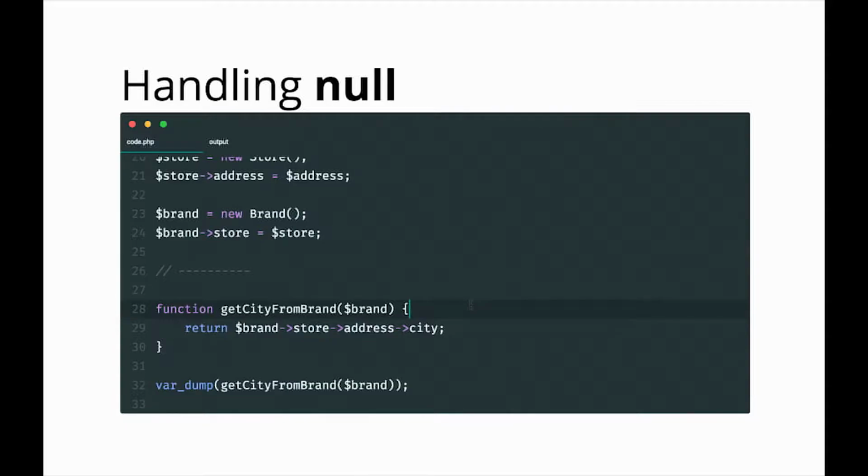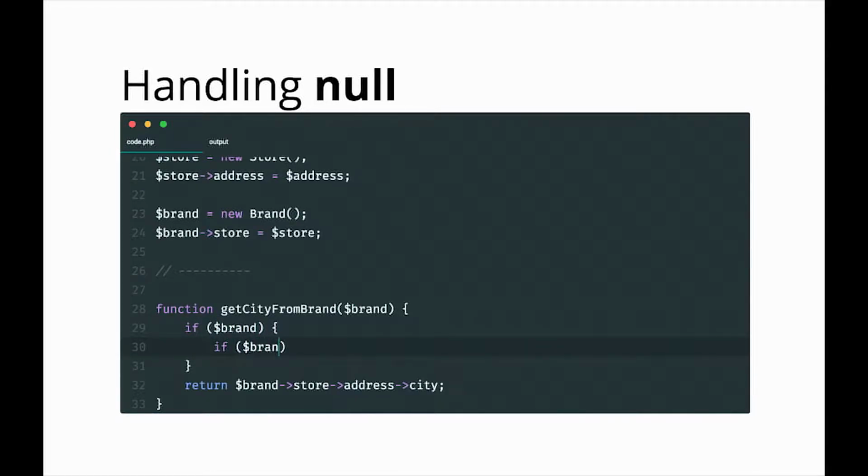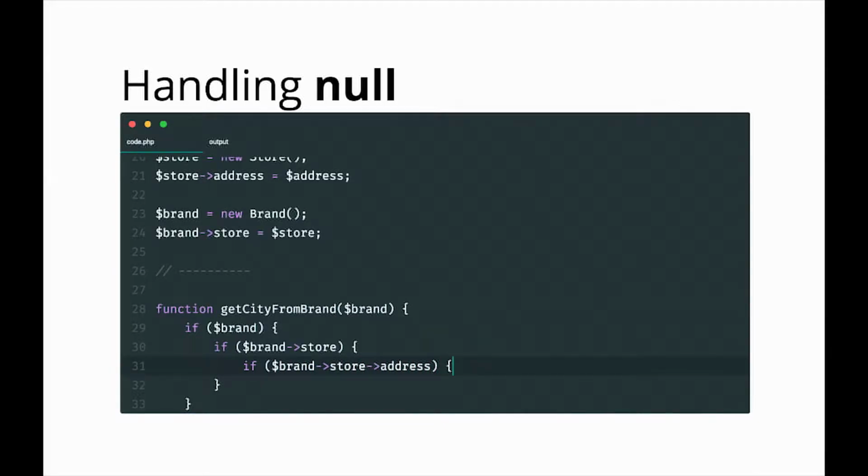OK, so we've encountered this problem before. The obvious, though verbose solution is to say something like if brand and if brand store and if brand, I want to do all of this code so that you feel this pain. Brand, store, address. I'm going to do all of this. How does it feel? Actually, we don't even need to return that third level. We can just do return brand, store, address, city.